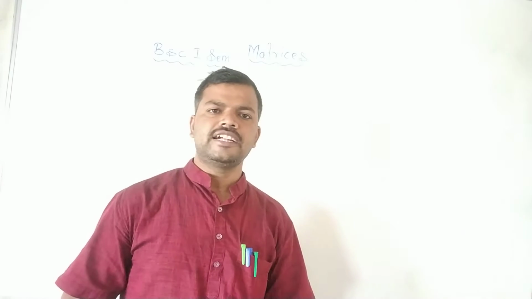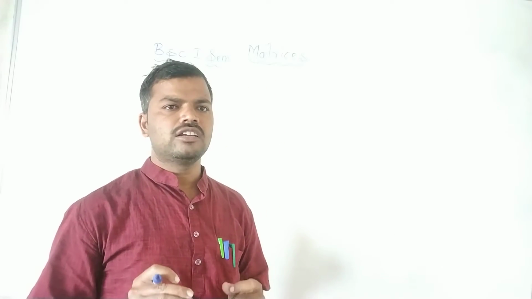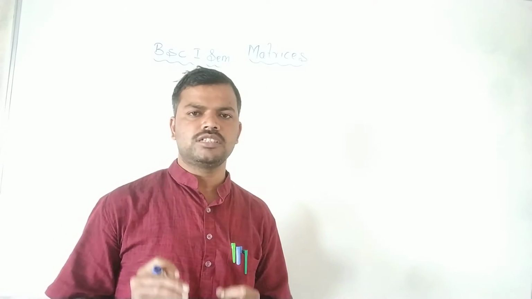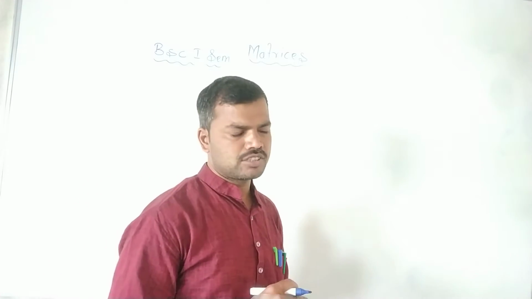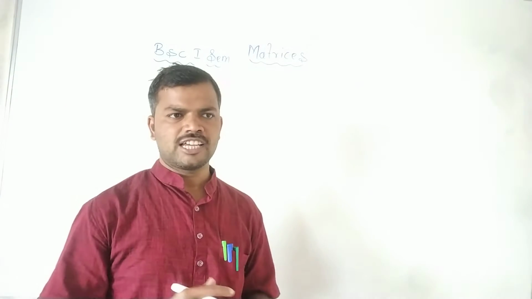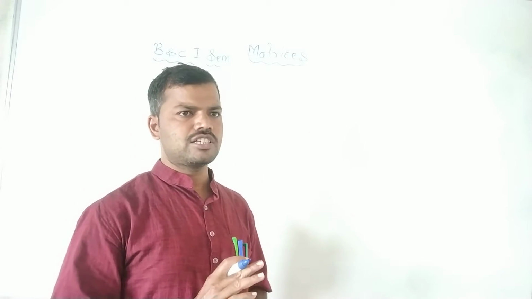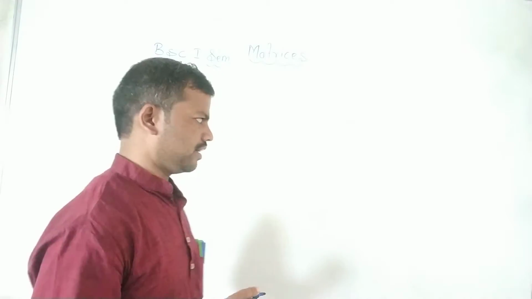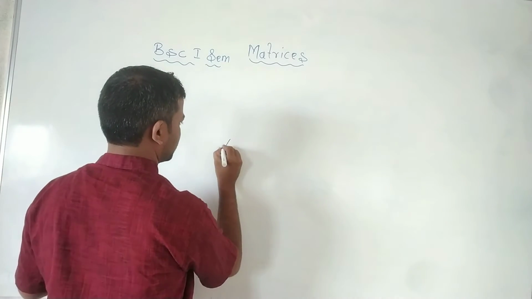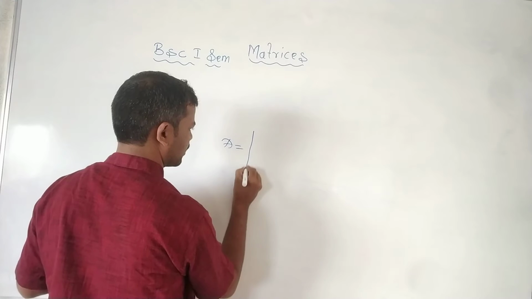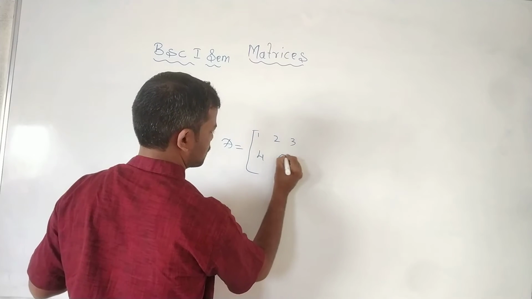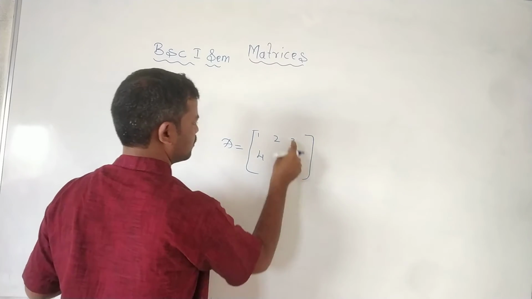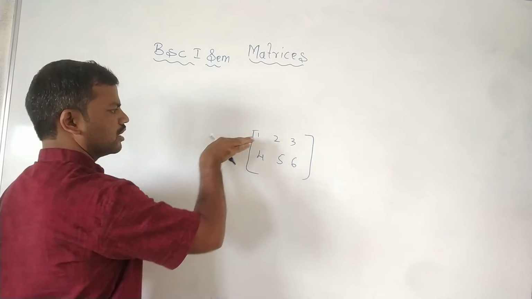Matrix means what? It is nothing but the rectangular arrangement of numbers in rows and columns, called a matrix. So numbers are arranged in rows and columns in a rectangular bracket. If we arrange them like that, it is called a matrix. And matrices are indicated by capital letters, and we write like this: 1, 2, 3, 4, 5, 6. So this is a system of arrangement of numbers in rows.